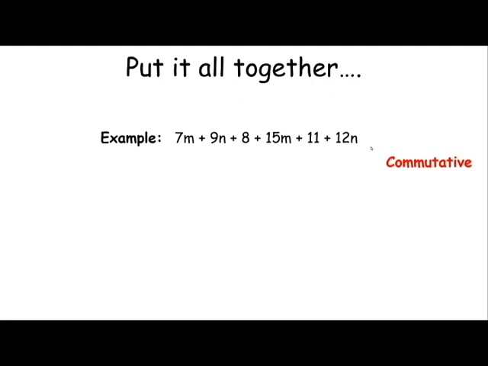Remember, commutative property says rearrange. So I'm going to take the things that are alike and I'm going to put them together. I'm putting my m's, my 7m's and my 15m's together.